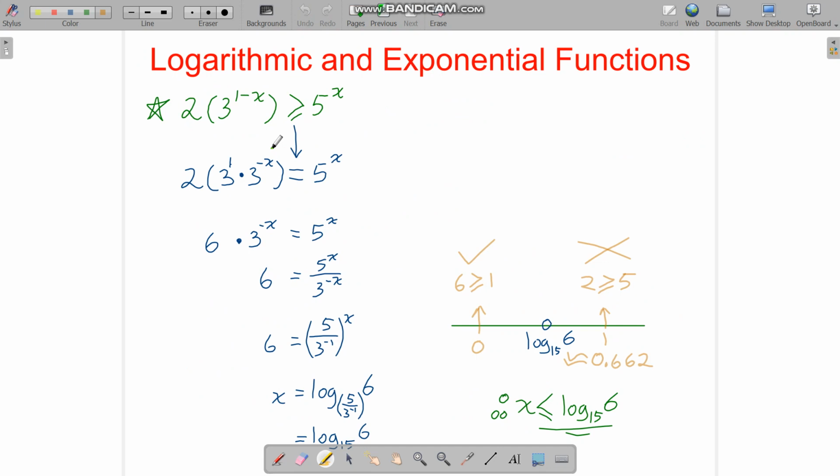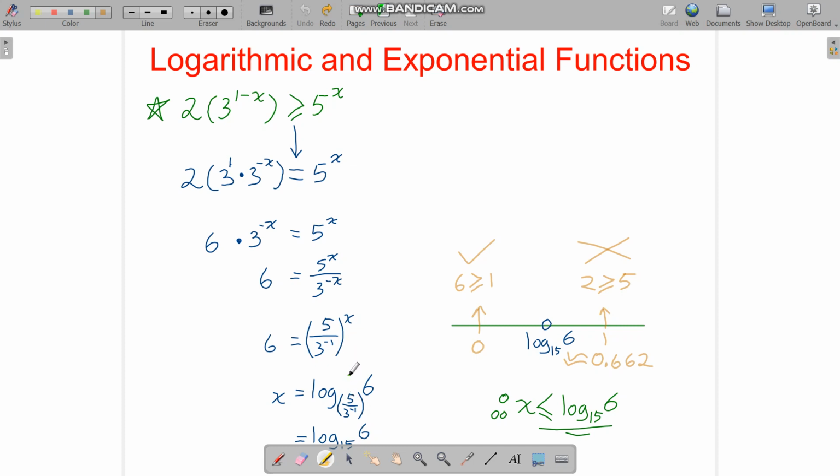Another example, 3 to the power of 1 minus x. We can split this: 3 to the power of 1 times 3 to the power of minus x. This is just multiplication, by the way, so we do not expand or anything. 2 times 3 is 6, so we have 6 times 3 to the power of minus x. We can move this down here, division, 5 to the power of x divided by 3 to the power of minus 1, to the power of x. So both have x, we can just factor out the x like this. We have 5 over 3 to the power of minus 1, to the power of x.